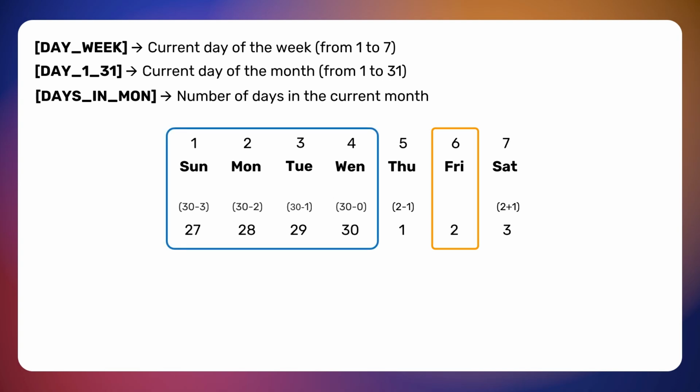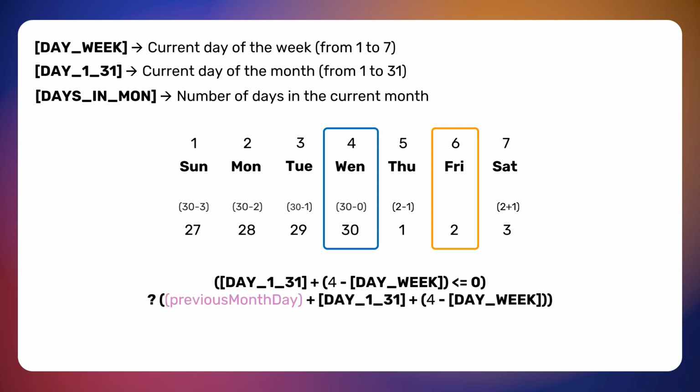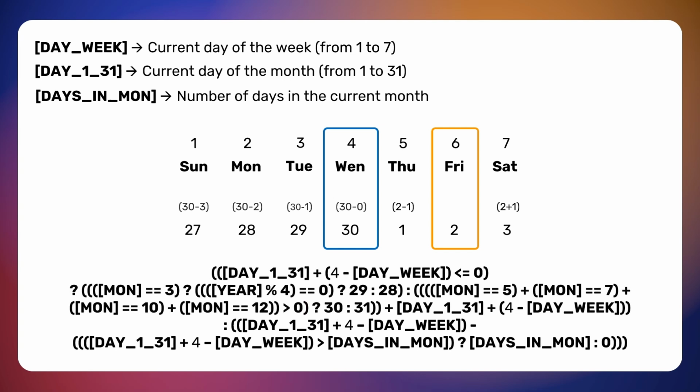But this will only work if we are dealing with the days of the week from the previous month. Let's create an expression. If the day for Wednesday is less than or equal to 0, we will subtract the difference from the days of the week from the total number of days from the previous month. Otherwise, we return the expression we created before. We also create an expression that gives us the total number of days the previous month has. We just need to replace this pink part here with that expression, which will result in an expression that looks like this.